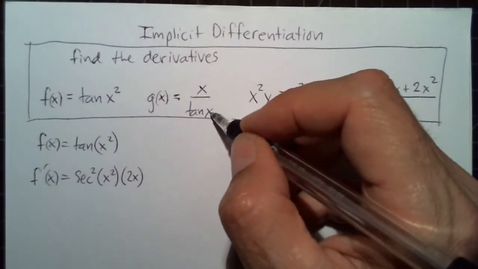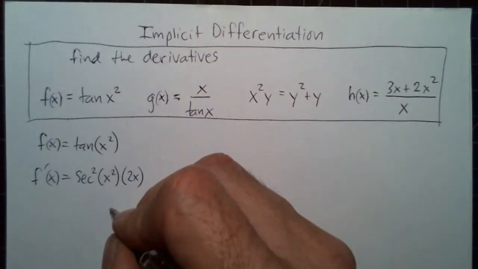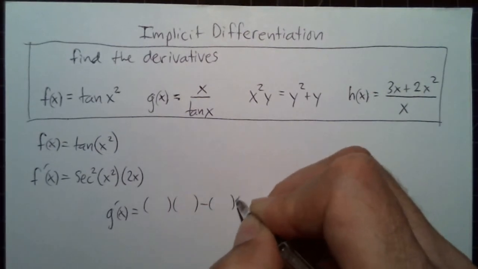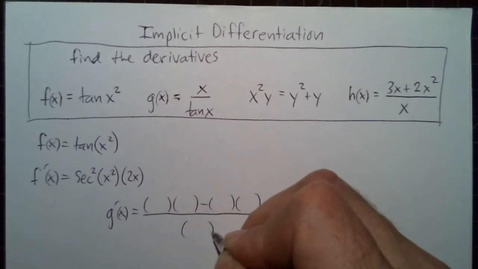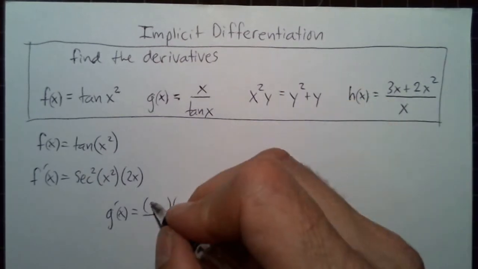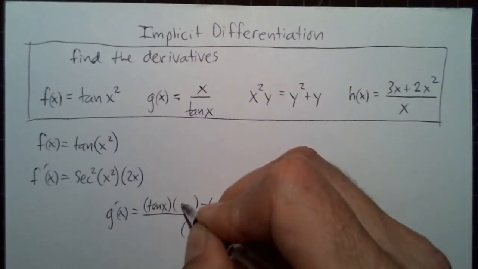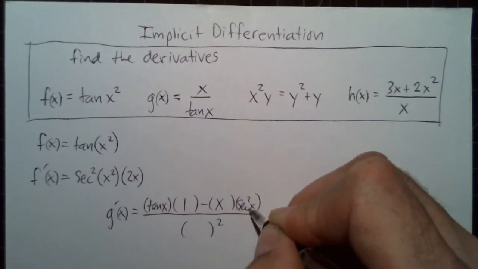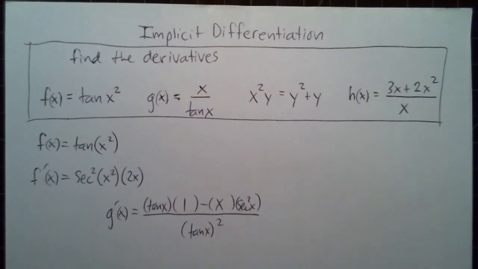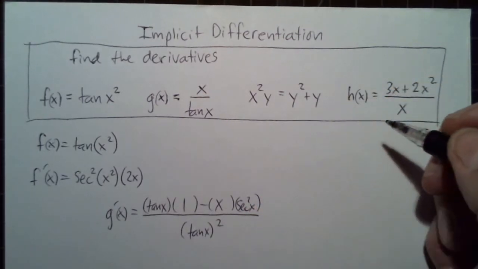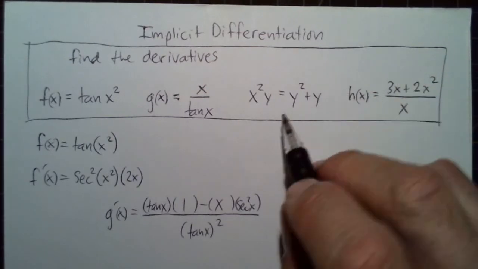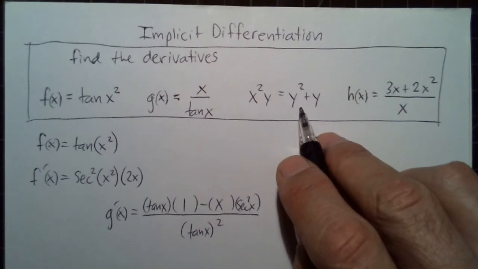Here we have a variable in the denominator. We have to use the quotient rule. And we'll have the denominator times the derivative of the numerator, minus the numerator times the derivative of the denominator, over the denominator squared. And that's the different looking one. That's where we're going to need implicit differentiation.